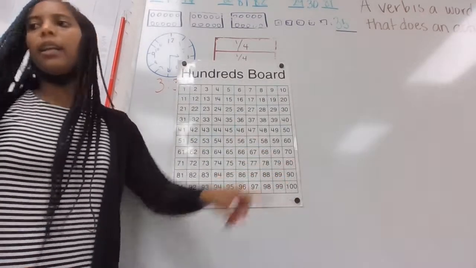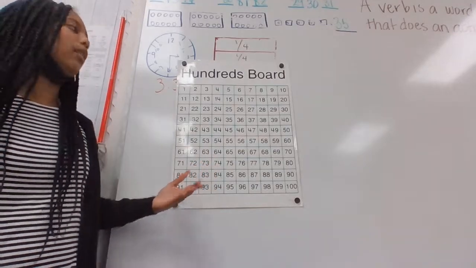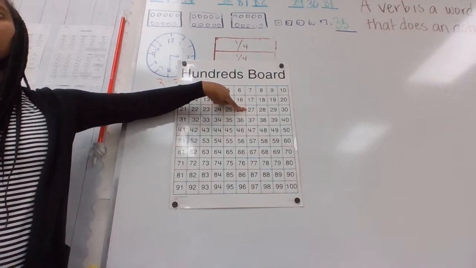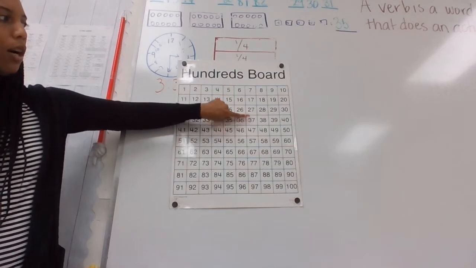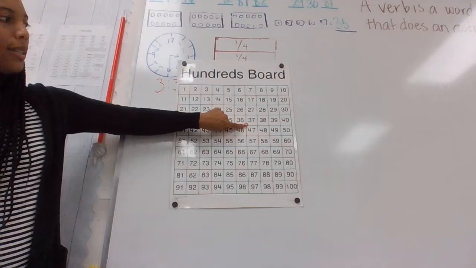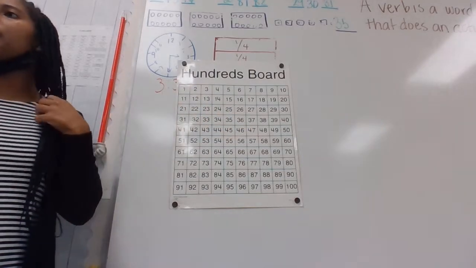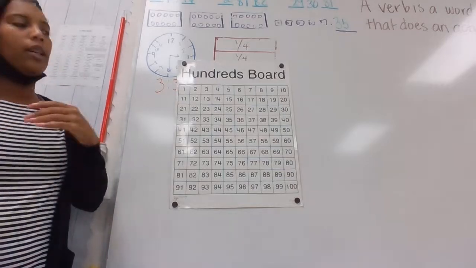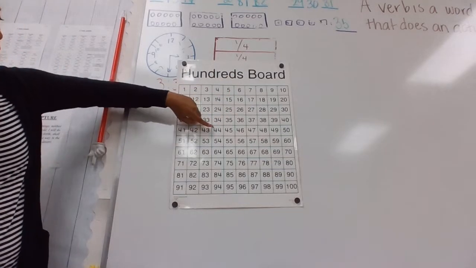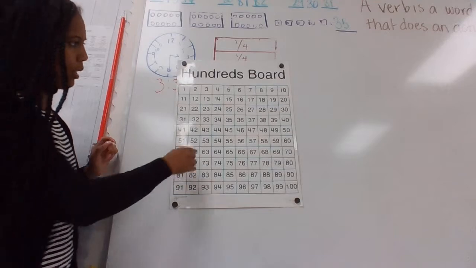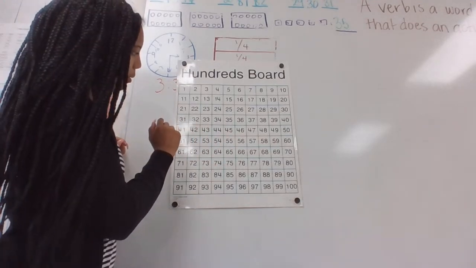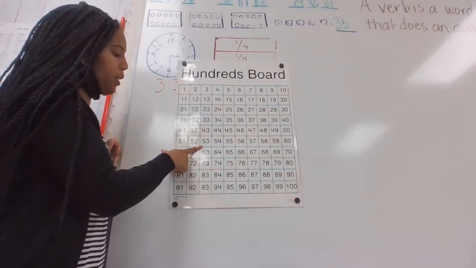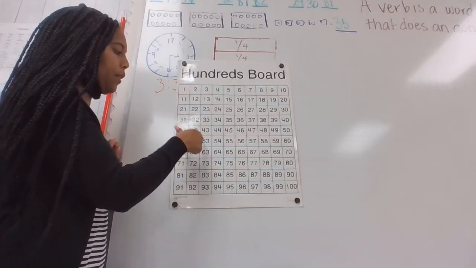10 more, 90. Next one is 27. What would be 10 more than 27? 37. 10 more. We go down for 10 more. 37. So put 37 under 27. Let's look at 43. 10 more than 43? 53. Wait, I'm on the wrong one. I'm not ready. Sorry. 10 more than 43? 53. 10 more. 43, 53.